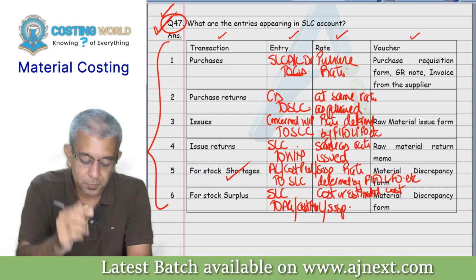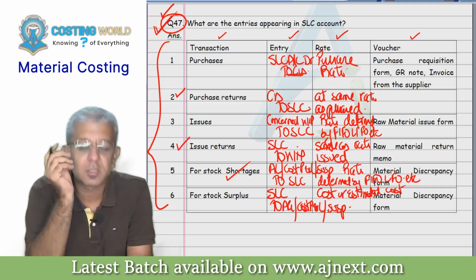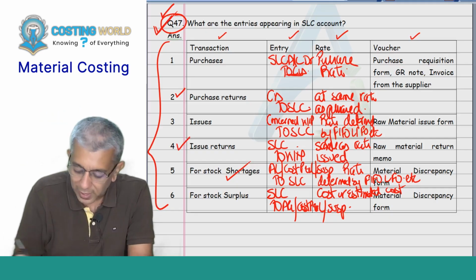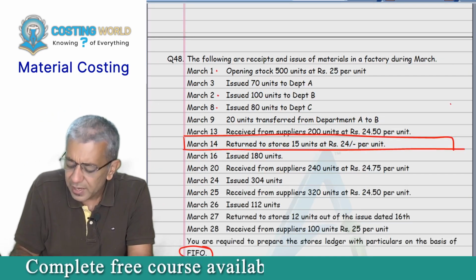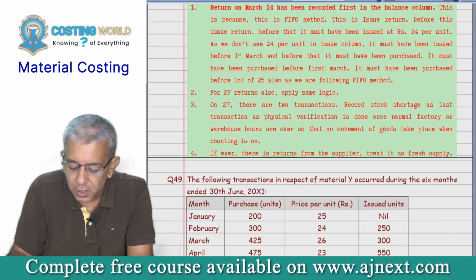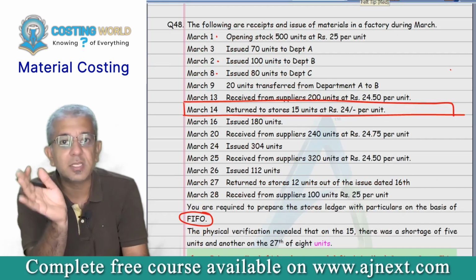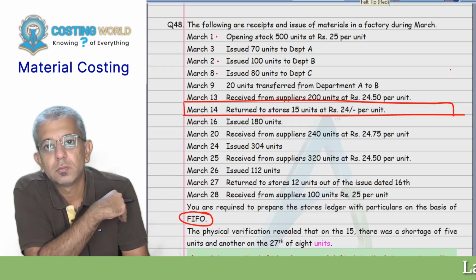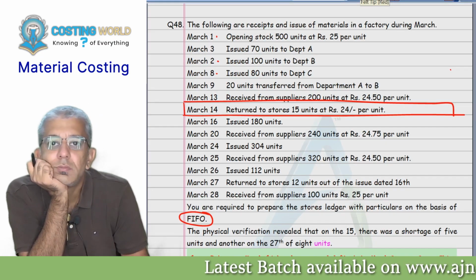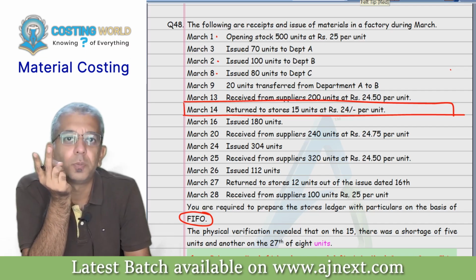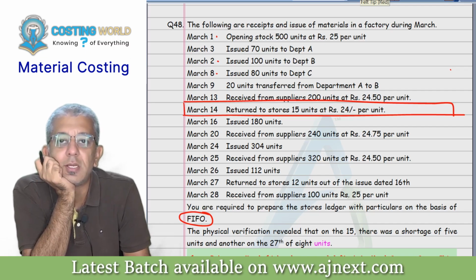Okay, there are only two options now, either this or this. You forget that, you tell me. Return to stores, is it receipts or issues? Receipts. There are only two options, either receipts or issues.